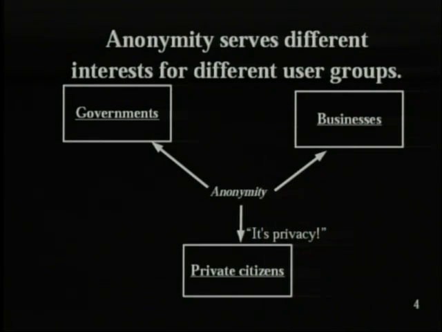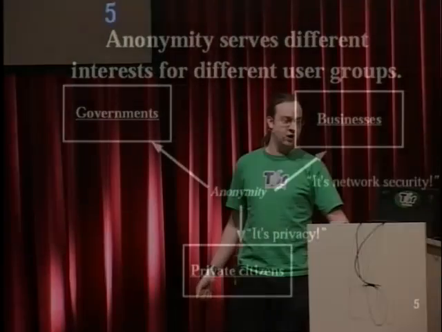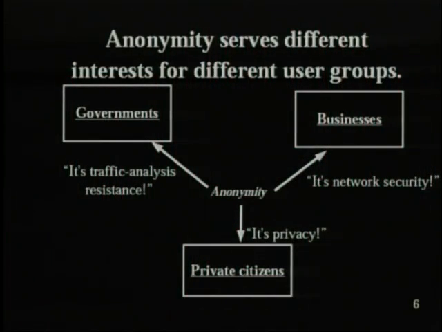So one of the really fun parts about working on Tor is that there are so many different groups who need the security properties that it offers. We talk to ordinary private citizens, and we describe it as a privacy system. We talk to businesses and corporations, and we say it's communication security. It's network security. Obviously, you need that. You might not need privacy, but you need communication security. And then we talk to governments, and they don't need privacy. They don't really need network security, but boy, do they need traffic analysis-resistant communication networks.